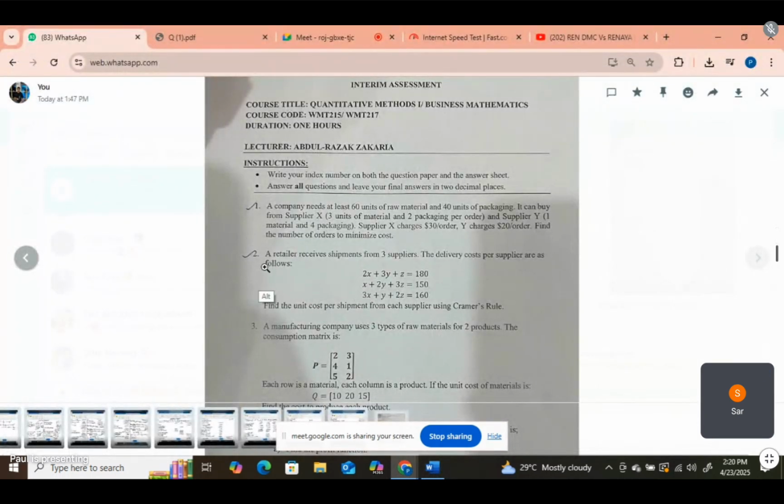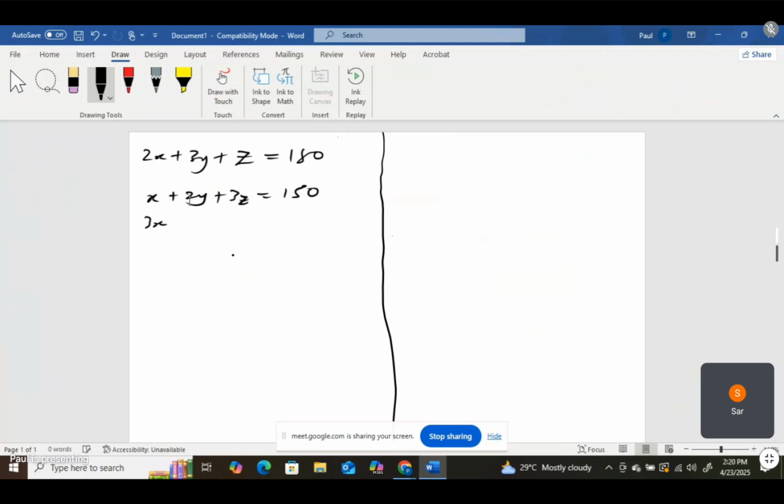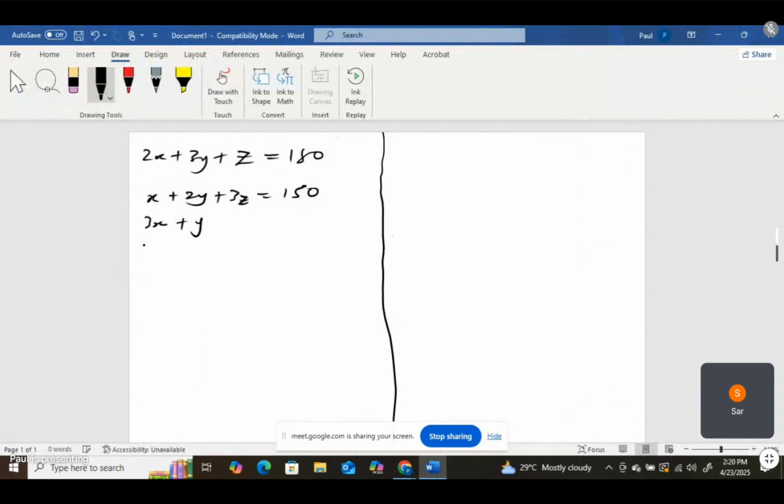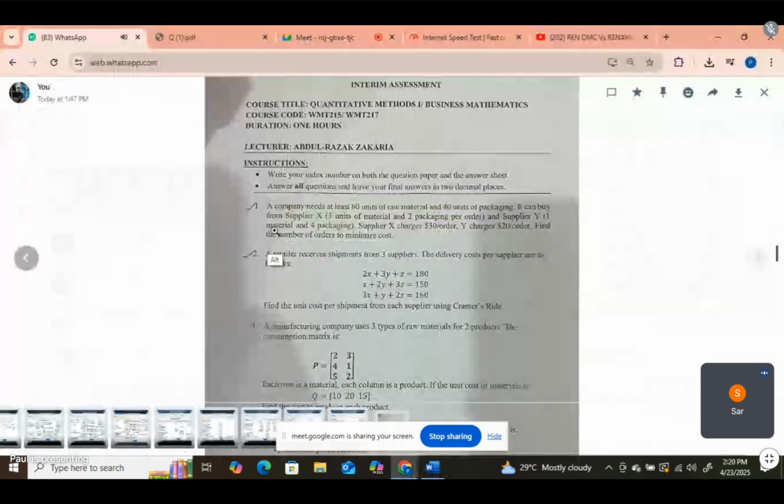Then the last one: 3x plus y plus 2z being equal to 160.